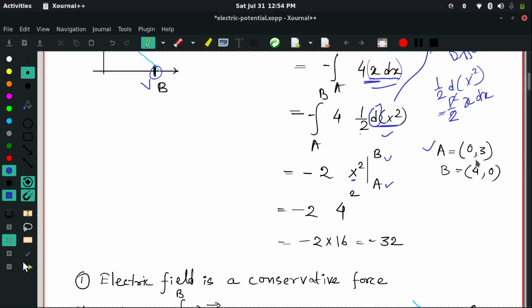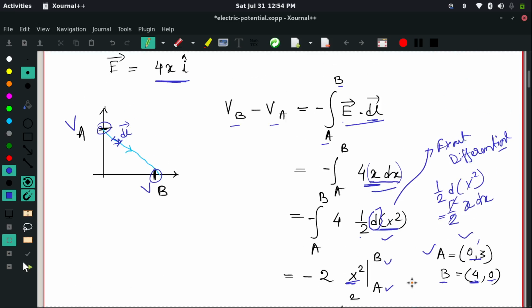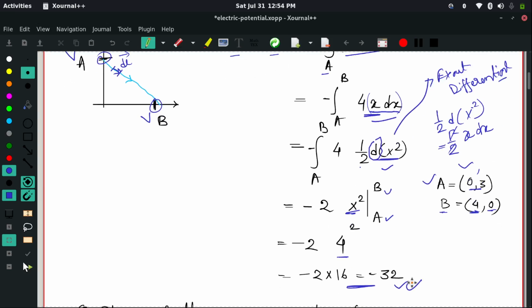Point A is given by the coordinates 0, 3, and point B is given by the coordinates 4, 0. But in our expression there is only x, so what we need is only the x component of points A and B. A has an x component of 0, and B has 4. So only the B component will contribute, right? You plug in all of these values and you get some number. The numbers are not important, you plug them into your calculator at the end of the day, but the concepts are important.